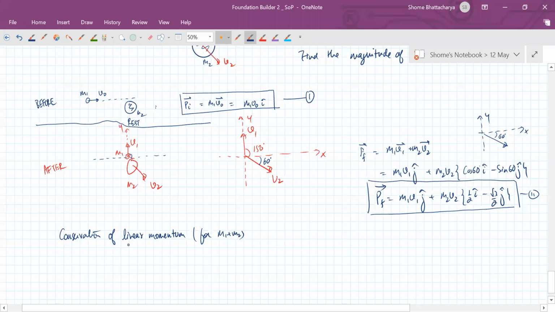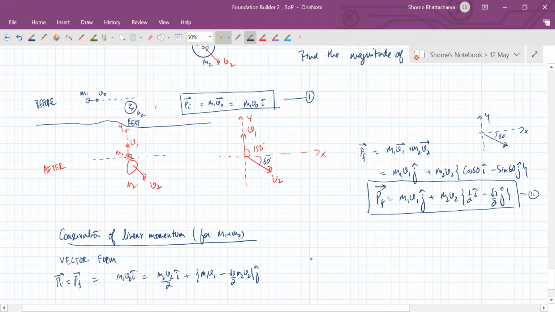We can do that in whichever method is convenient for us. If you want to do it in vector form, we can write it like this: m1 v naught i cap is equal to, on this side, m2 v2 by 2 i cap plus m1 v1 minus root 3 by 2 m2 v2 j cap. We can solve this, or we can also do it in component form.